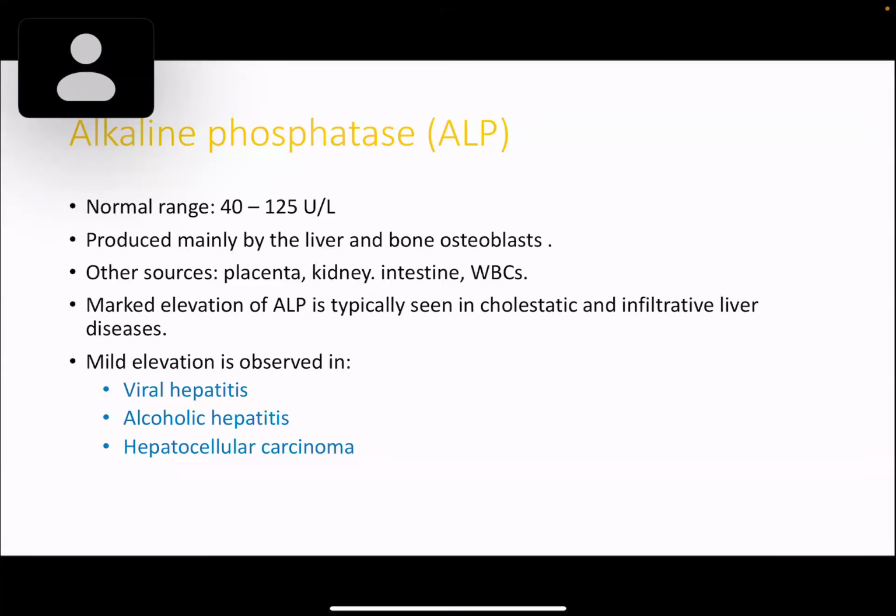High elevation of alkaline phosphatase can suggest the presence of cholestasis or cholestatic disease or infiltrative disease. While mild elevation of alkaline phosphatase can be seen in patients with viral hepatitis, autoimmune hepatitis, and hepatocellular carcinoma, as well as alcoholic hepatitis.